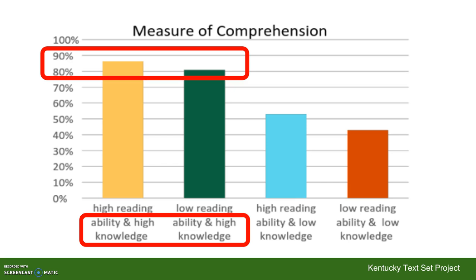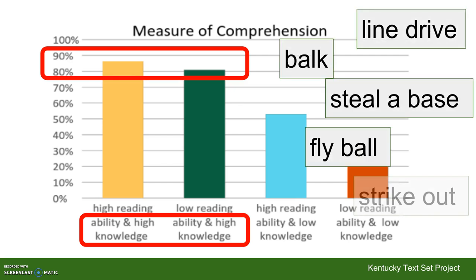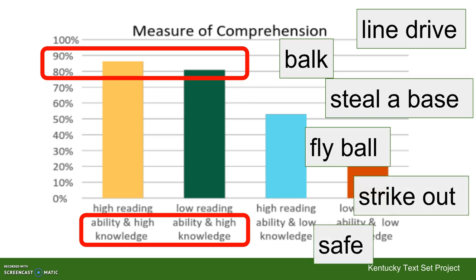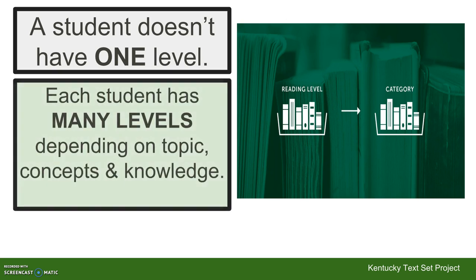Think of all the terminology associated with baseball that would trip up a person who didn't know anything about baseball. There's line drive and balk and steal a base, fly ball, strike out, safe. All of these have different connotations within the context of baseball. So what all this information means then is that students do not have a reading level, but many reading levels depending on the content of the text.